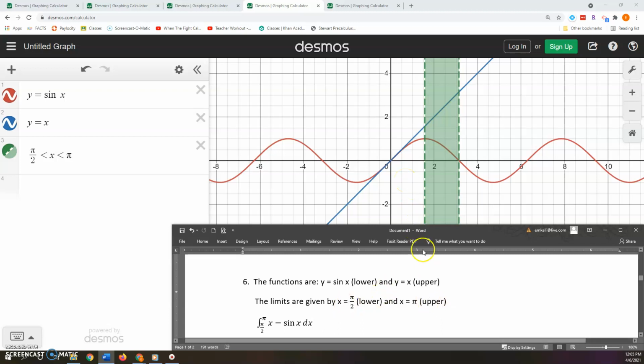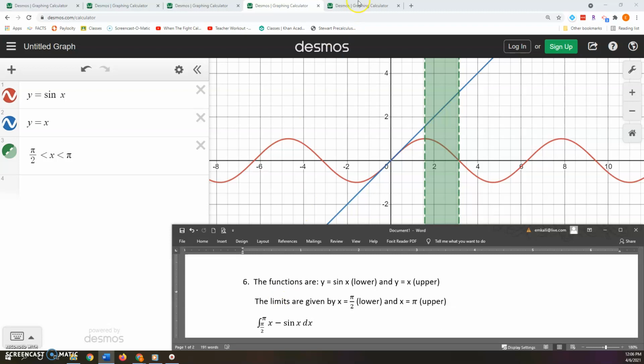Now, the pi over 2 and the pi are going to deal with our limits of integration. But looking at this, the blue function is always above the red function in this section of our graph where they've limited us to. So it's blue minus red. So it's going to be x minus sine x, because it's upper minus lower. Then for your limits of integration, pi over 2 is less than pi. So pi over 2 is going to be the lower limit, and pi is going to be the upper limit.